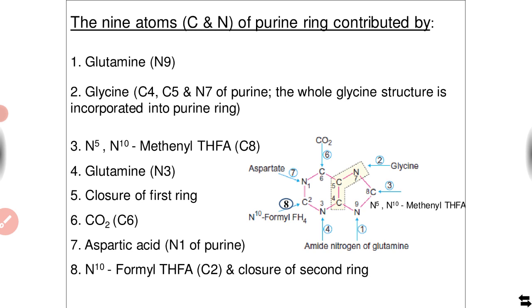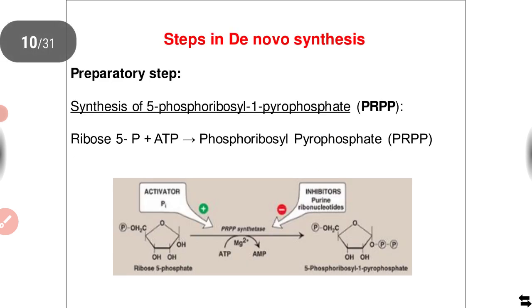Now going into the details of purine synthesis. The first step in the synthesis of a purine nucleotide is activation of ribose 5-phosphate. This is by the enzyme PRPP synthetase, which converts ribose 5-phosphate into phosphoribosyl pyrophosphate. So 2 phosphate groups are transferred from ATP and added to the first carbon of ribose 5-phosphate to form phosphoribosyl pyrophosphate. This PRPP is the activated form of ribose 5-phosphate used in the synthesis of a purine nucleotide.